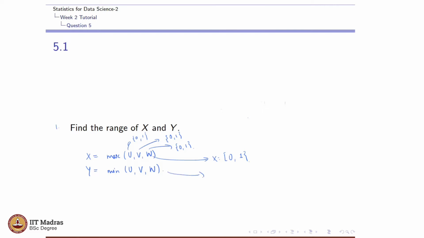Similarly in case of Y, each of U, V and W takes the value 0 or 1. If each of them takes the value 0, then the minimum is 0 of course. Only when all of U, V and W take the value 1 is the minimum 1, and in other cases it takes the value 0. So again the range is {0, 1}. So Tx equals Ty equals {0, 1}. This is your answer.